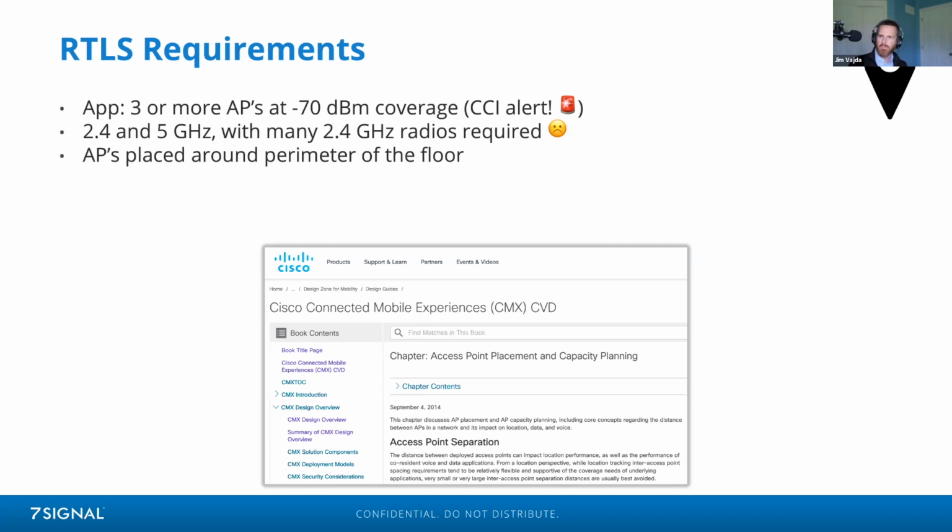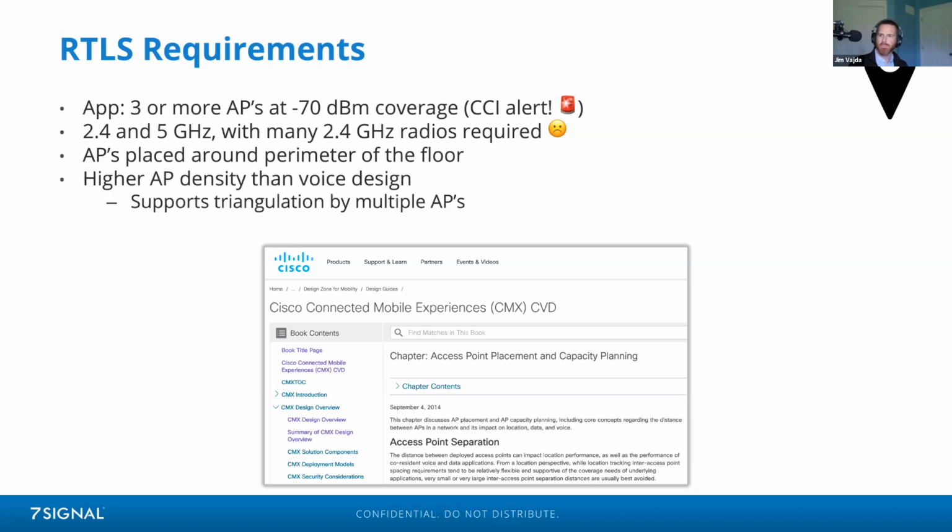Well, now we have to compromise if we're doing RTLS, because we need to put the APs around the perimeter of the floor that we're supporting. Now, of course, we can also put APs in the center as well, but we need them around the perimeter, again, for that triangulation to be the most effective.